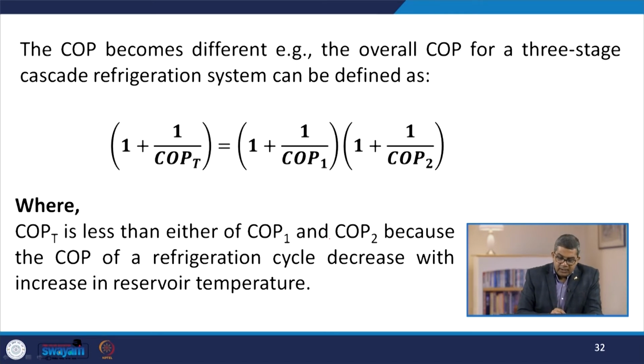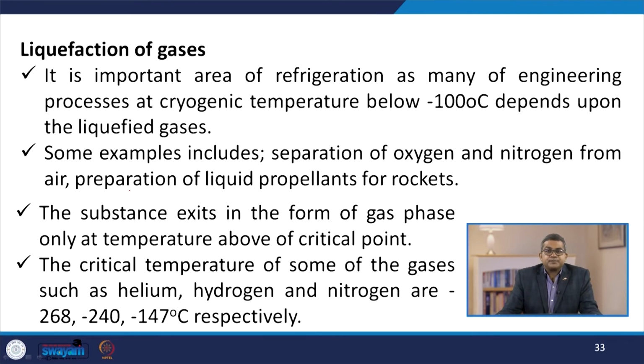This can be defined as 1 plus 1 upon COP_T is equal to 1 plus 1 upon COP1 into 1 plus 1 upon COP2. Now COP total is less than either of COP1 and COP2, because the COP of a refrigeration cycle decreases with an increase in reservoir temperature.